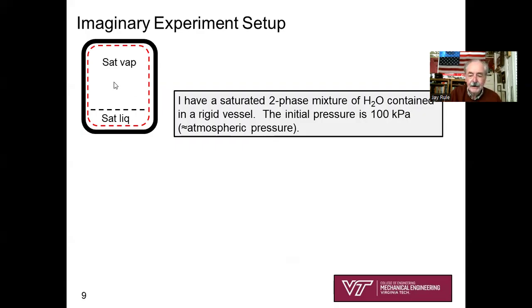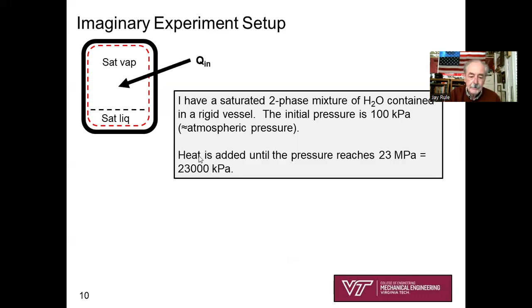So in our imaginary experiment, if I've got a mixture of saturated liquid and saturated vapor, do you immediately know about what the temperature is inside this vessel? Sure, if it's H2O at 100 kPa, it's boiling, so it's about 100 degrees C. I'm going to propose in our experiment that we add heat. We light a fire underneath this vessel, and we start adding heat to the bottom of this vessel.